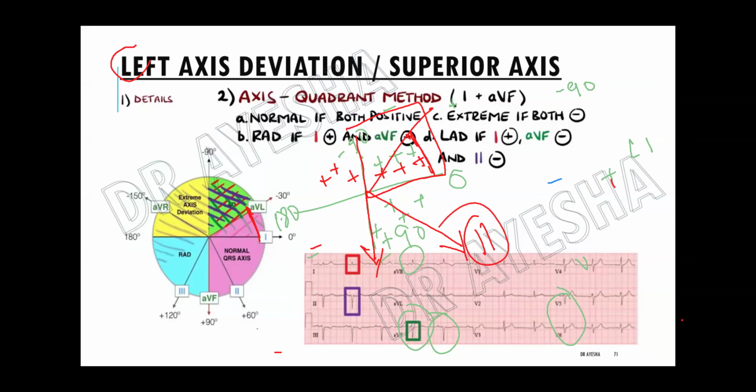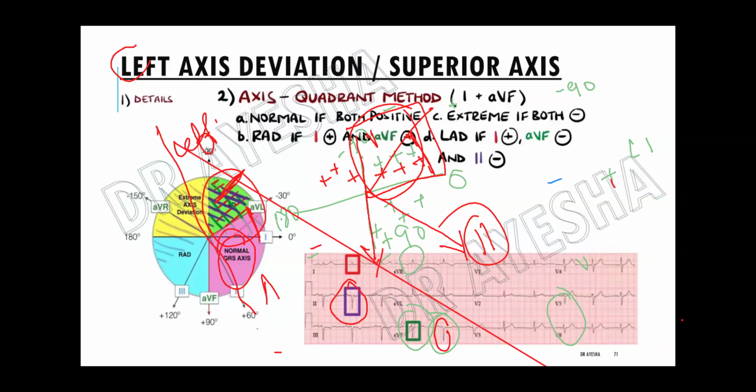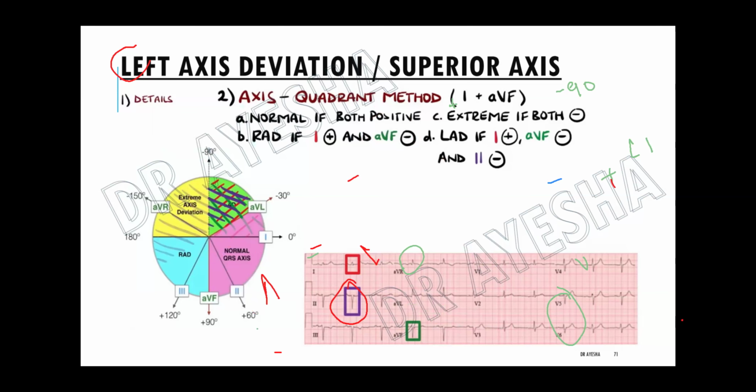If lead 2 is on the upward side, that means the axis is normal. If it is downward, just like the AVF, if lead 2 is also downward, that means your axis is left axis. Is that clear? Yes. Okay. So this is very, very important to look at for the axis.